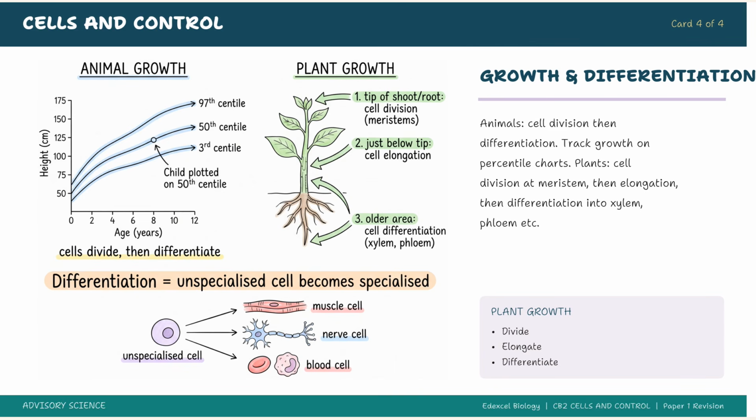Make sure you know the difference between differentiation and cell division. Differentiation means becoming specialized. Cell division means making more cells. They're different things and they happen in order. Divide first, then differentiate.